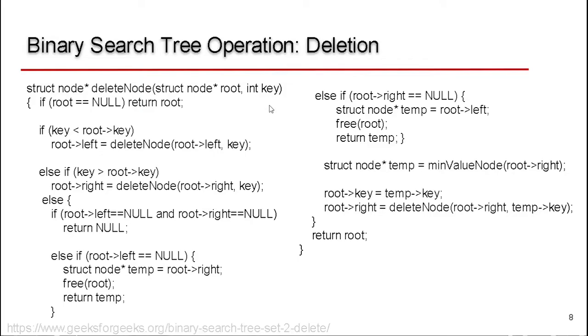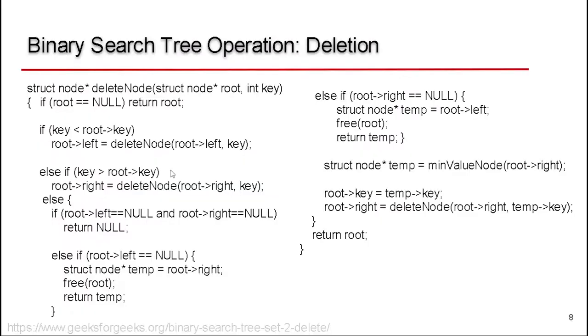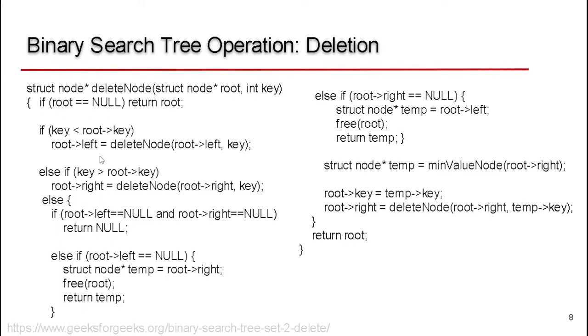Let's go back to an example. Let's say we want to delete, just for simplicity, 29. Currently the root of the tree is 72, so you are not at 29. The first step is to reach 29, and this is what's happening here. You check, like insert, is the key smaller or bigger? If it's smaller, that means you need to go left.